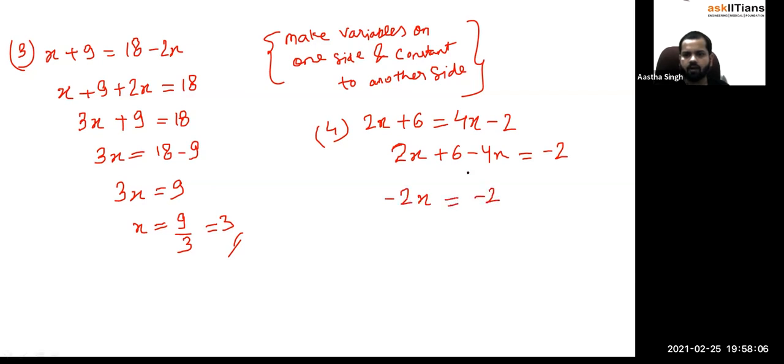And your plus 6 will go to another side and it will become minus 6. So your minus 2x will be equal to minus 8, right? So x will be equal to minus 8 divided by minus 2. So minus and minus will cancel out because of division, and 8 upon 2, so your x will be equal to 4.